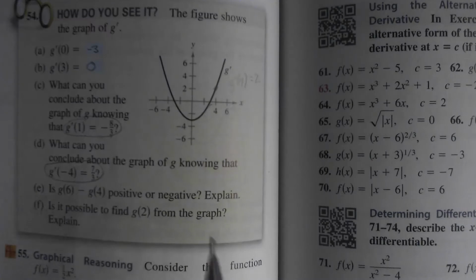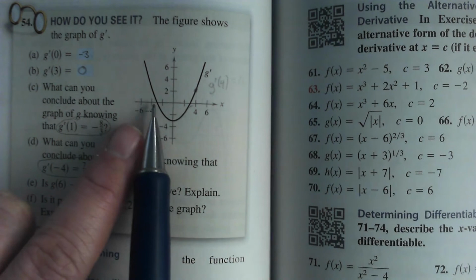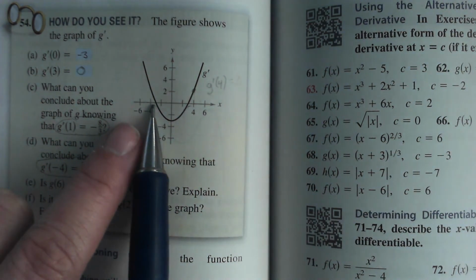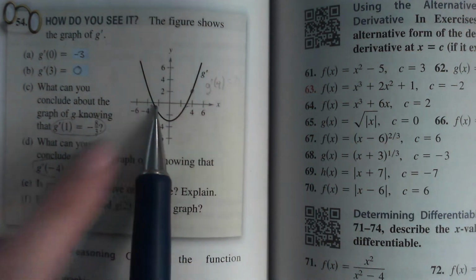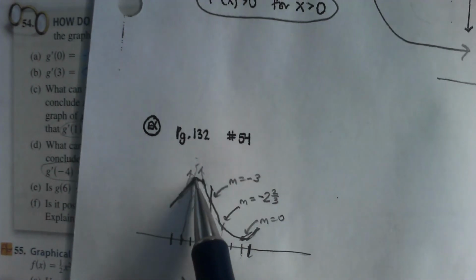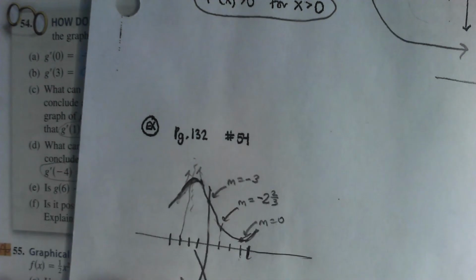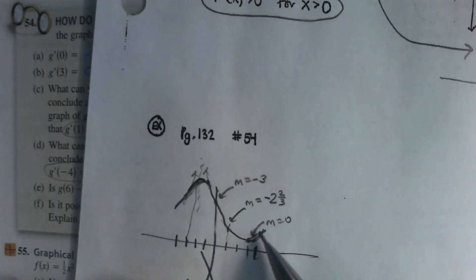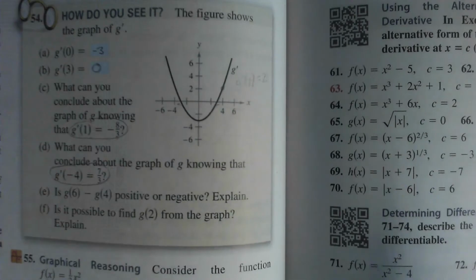Okay? Where did it turn around? Well, wherever the slope was 0. So at negative 3-ish, it looks like it turned around, because at negative 3, it had a slope of 0. So 1, 2, 3. Right there, it eventually had a slope of 0 and turned around. And again, at 4, we have a slope of 2, so it's a positive slope.